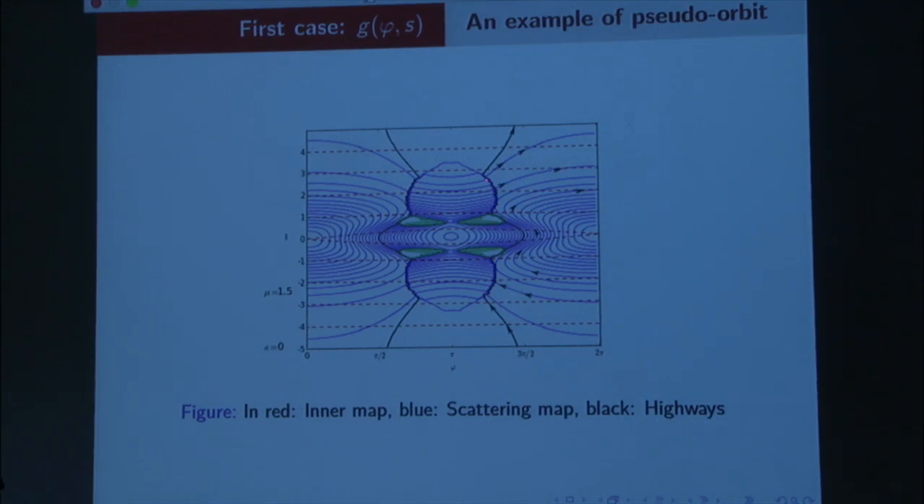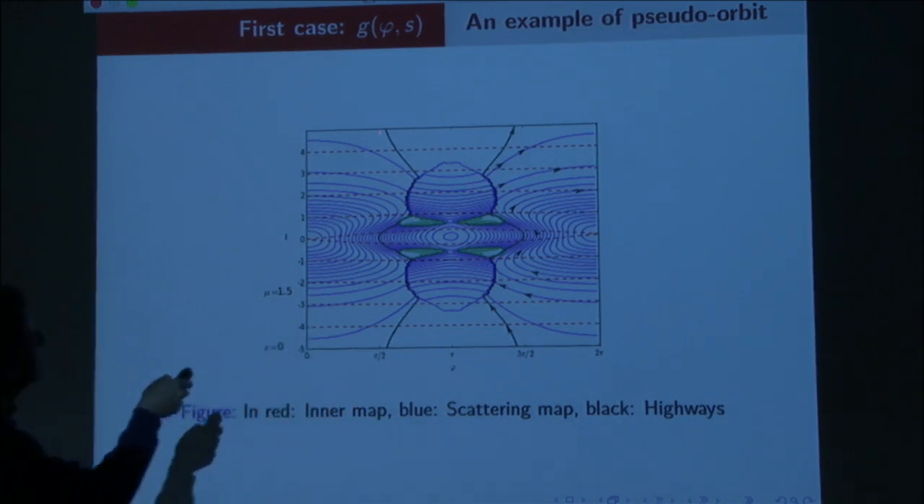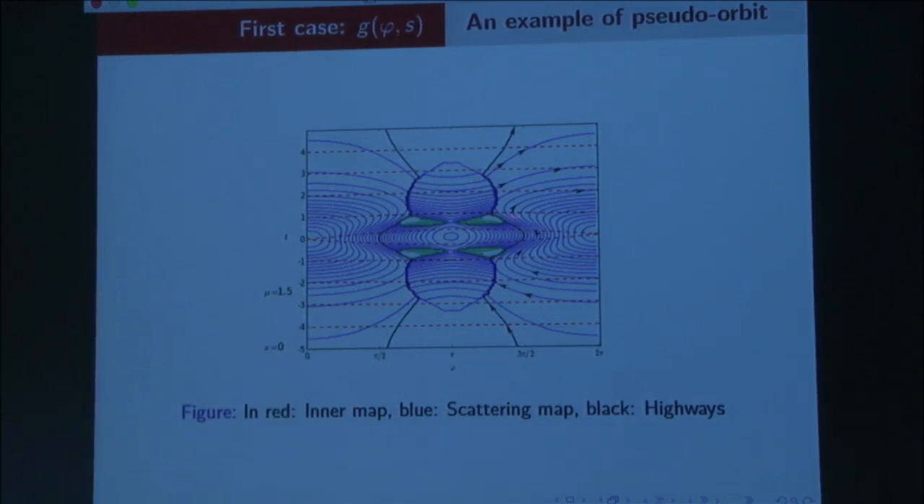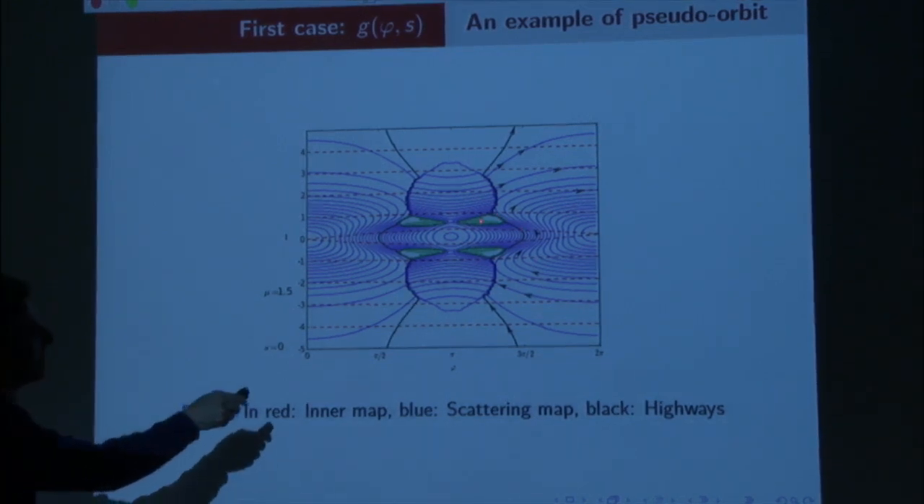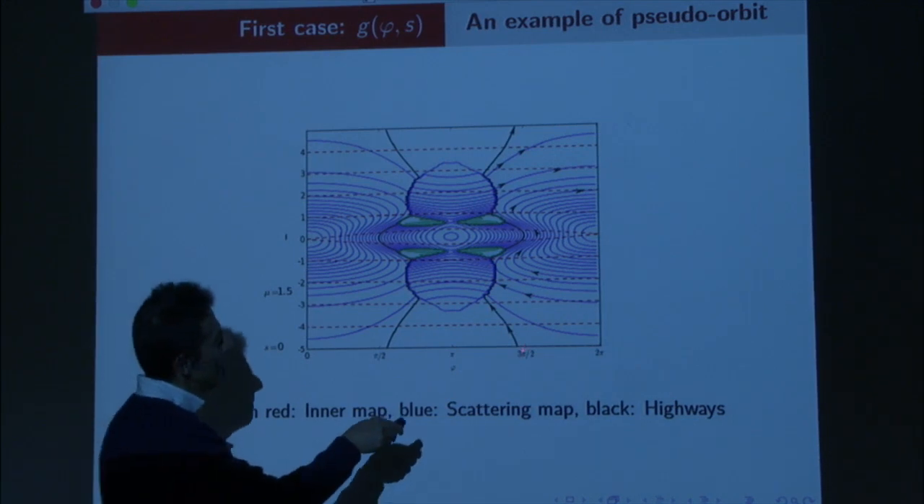For instance, here I already put this level curve of the reduced Poincare function some slides before, but now I'm adding the red ones, which is the inner map. So I'm combining here the scattering map, which is not defined in the green parts, with the inner part that defines everything and has this red dot. So for instance, imagine that I begin here.